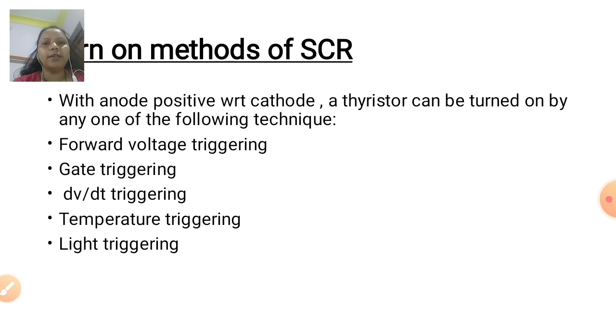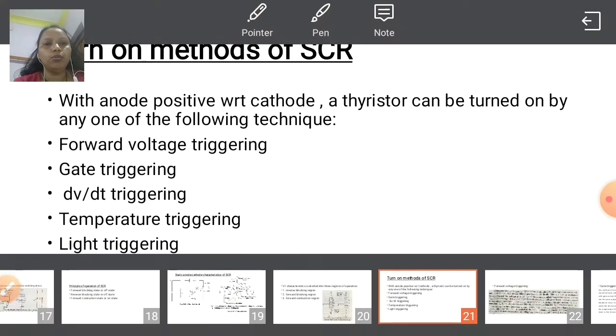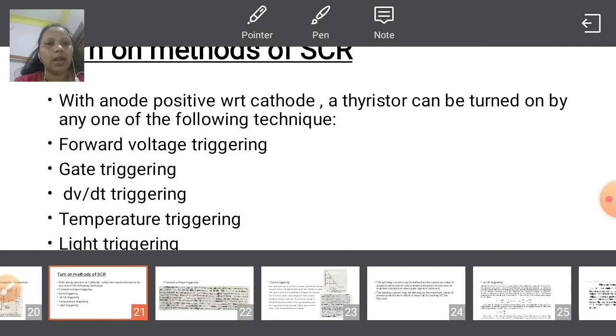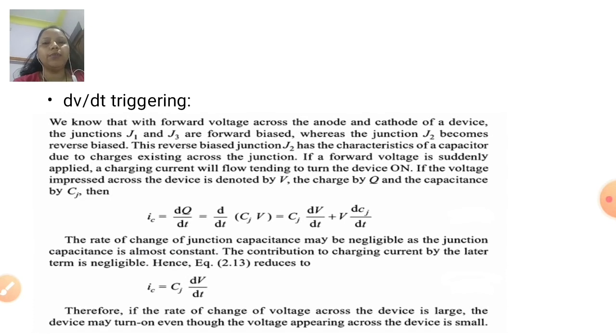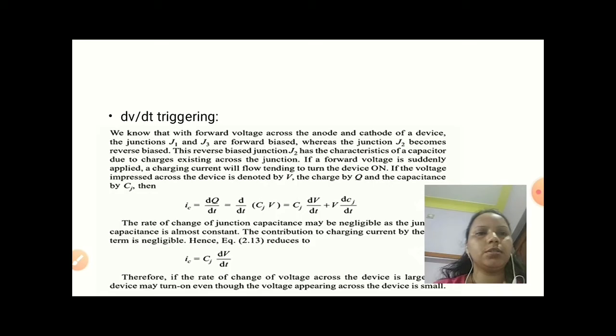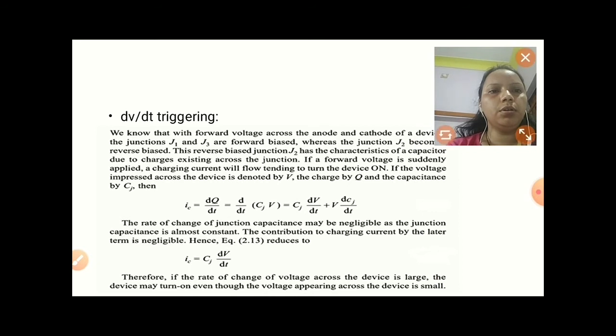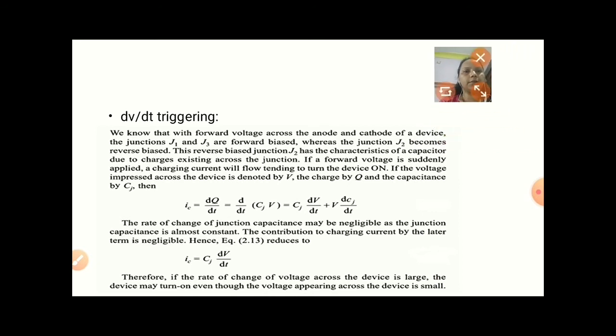We already discussed different turn-on techniques of SCR like forward voltage triggering method and gate triggering method. Today we will cover dV/dt triggering, temperature triggering and light triggering. So let's start from dV/dt triggering.